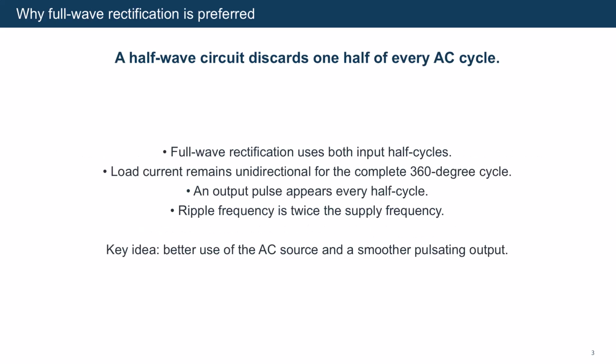A half-wave rectifier supplies the load only during one half of the source cycle. A full-wave rectifier uses both halves. The current through the load therefore has the same direction throughout the full 360-degree cycle, with one output pulse every half cycle. This doubles the ripple frequency and improves the use of the transformer and filter.